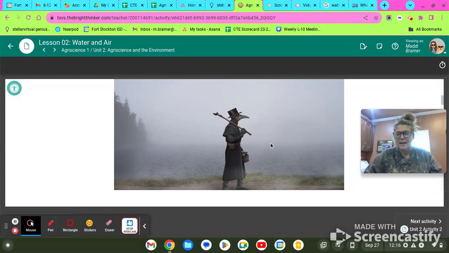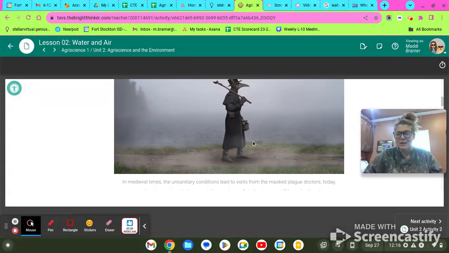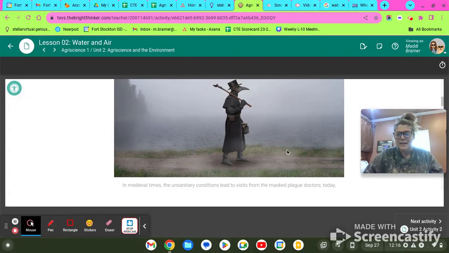This picture right here is really scary if you've ever seen those, especially since we lived through COVID. This is kind of a flashback. So this was their mask back in the day. It says that in medieval times, these were masked plague doctors. That was the mask that they wore. Imagine having to wear that as your mask compared to what we had to wear in COVID. That's pretty scary looking. Looks like a bird.